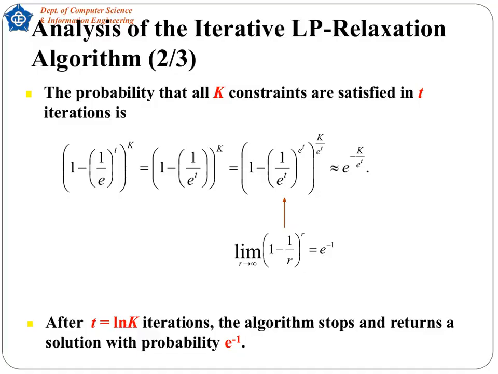Here's the key insight. If we set t equals ln k, then e^t equals k, so the exponent becomes -k/k equals -1. In other words, after about ln k iterations, our algorithm succeeds with probability roughly 1/e.